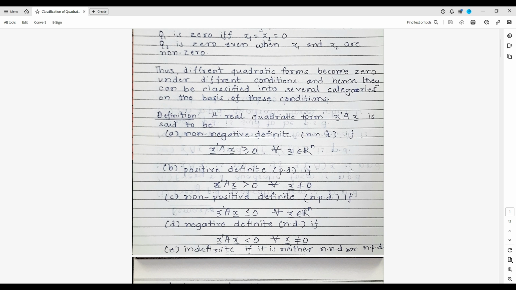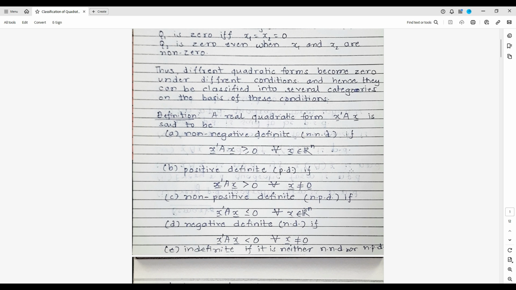And so we are calling it a positive definite quadratic form. Now what is the difference between non-negative definite and positive definite? When you say that a quadratic form is positive definite, it means it is always greater than 0, no matter what kind of value of x you have, obviously other than 0.